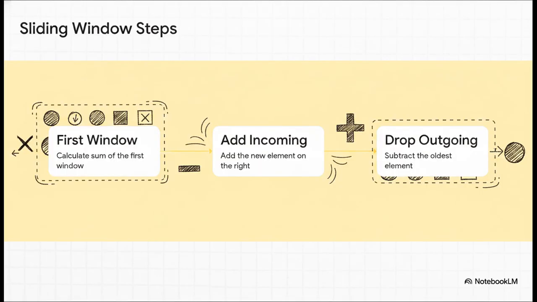I want you to visualize this like physically shifting a picture frame across the array. As you slide the window one step to the right, you simply add the new element coming into the frame and drop the oldest one that falls out. So first, calculate the sum of that very first window of length k. Next, to move the window, you add the newly included element on the right side. Finally, you subtract the element that just got left behind on the left side.